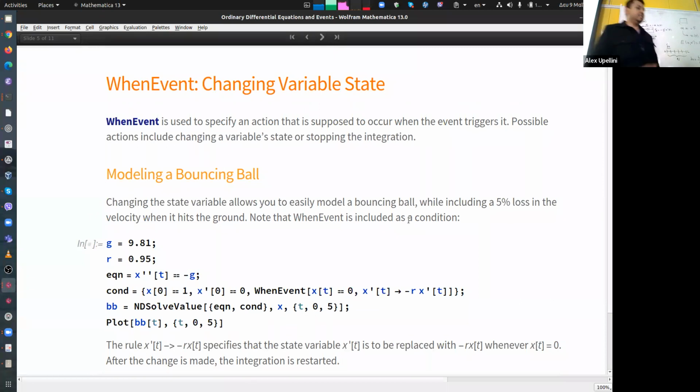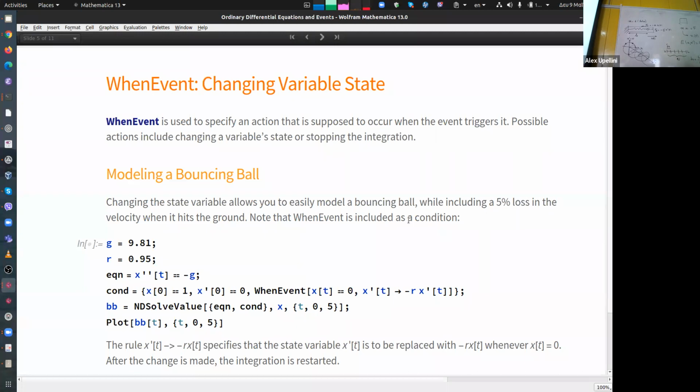Change of state. Okay, yeah, this is the WhenEvent. WhenEvent is super useful, especially if you're an engineer and maybe work on control or something like that, automatic control. The idea is you want to specify a change in the state that occurs at some time. Here I have the free fall of an object. So the object falls under gravity. The differential equation is Newton's second law.